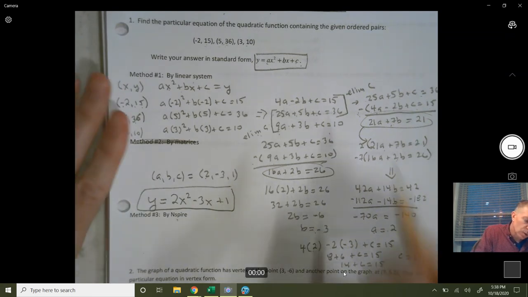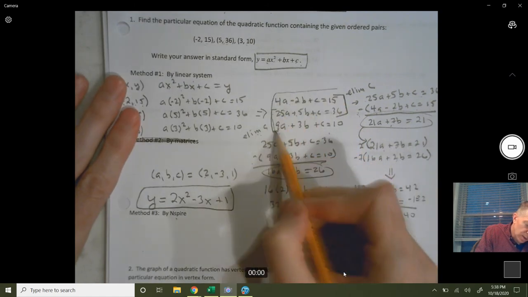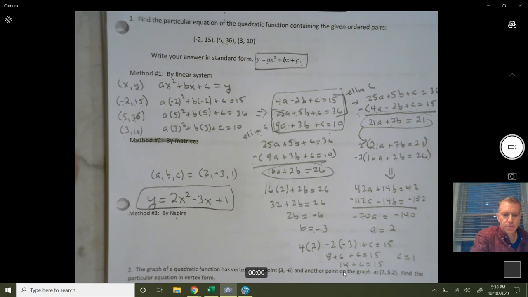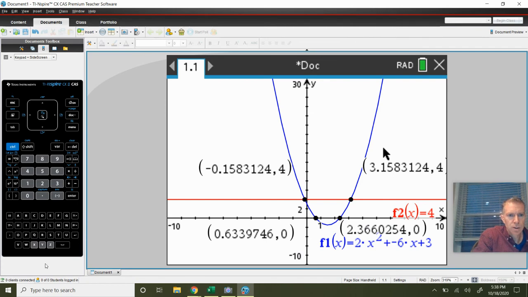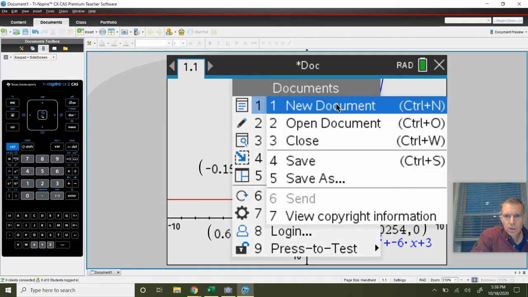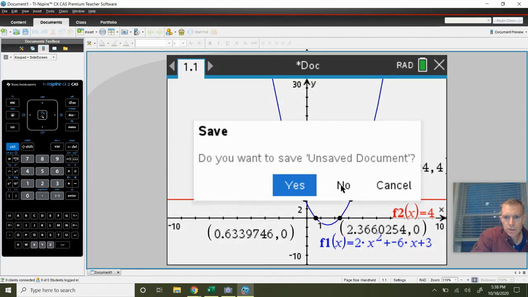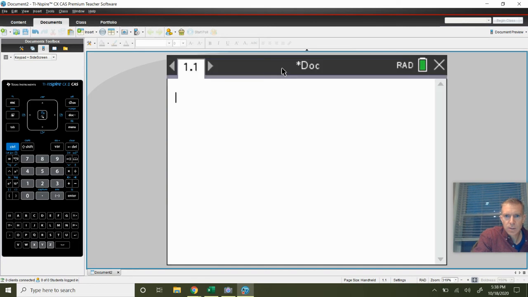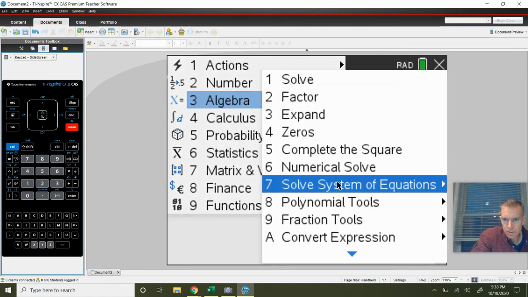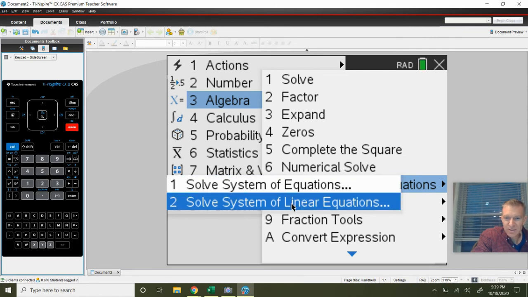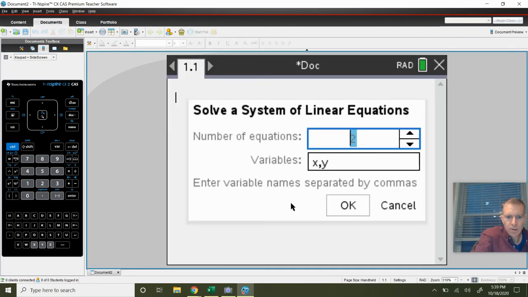Okay, so basically what we're going to do here, we're going to take these three equations right here. We're going to plug them into the solve system. Okay, so let's go back to this. Let's just start a new page. So doc, file, new document. We don't need to save that. Just add a calculator page. And here you go to menu, algebra, solve system of equations, solve systems of linear equations. We can make it more specific. There are three. And then it'll give us x, y, and z.